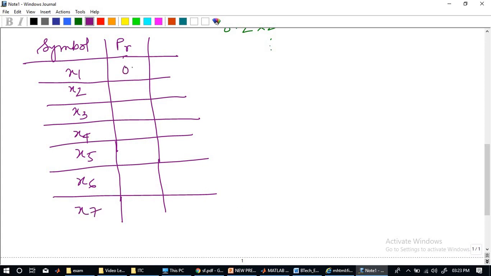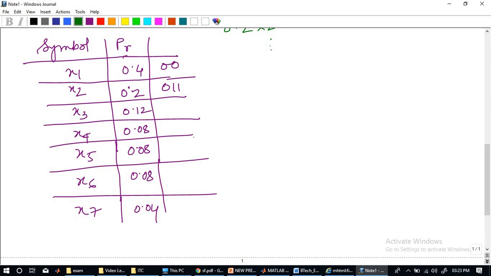The probabilities were 0.4, 0.2, 0.12, 0.08, 0.08, 0.08, 0.08 and 0.04. Okay, so first code will be 00. Second one we have found out as 011. Can anyone give me 0.12 and its corresponding code word? 1001.